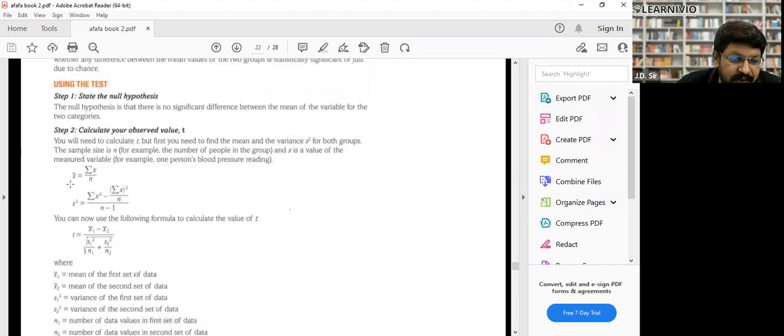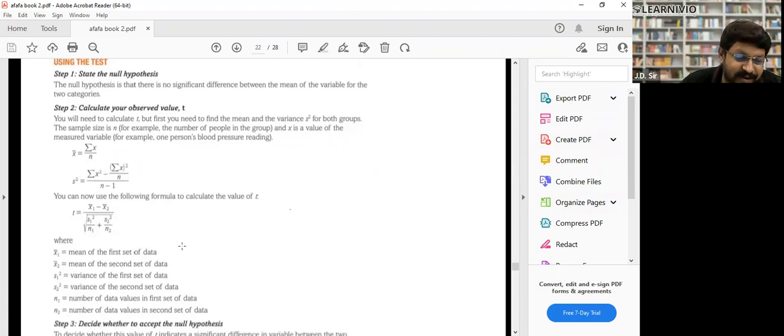Then what is x bar? Sigma x upon n, right? So x bar means x average. Sigma x means the total, and n, the number of values, means how many data values are over here. The same thing is over here. Nothing different. Now this is a very complex formula.